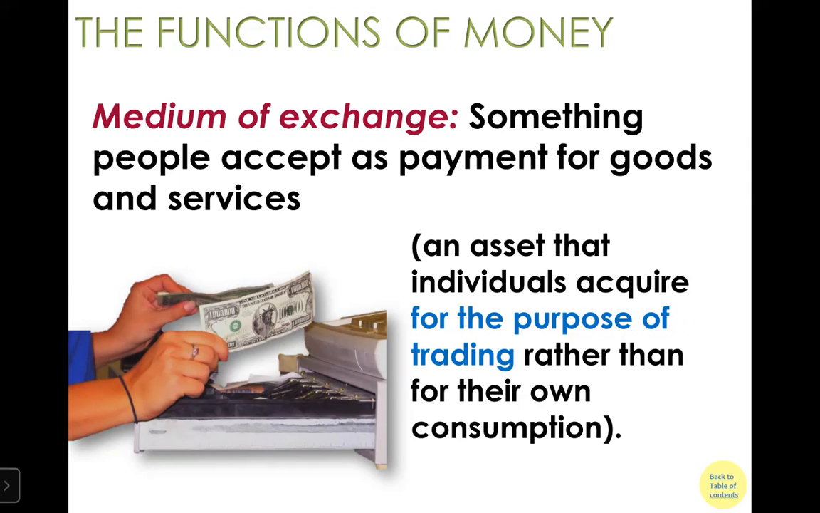It is an asset that individuals accept for the purpose of trading rather than for their own consumption. So we keep cash not for collection, but because we need cash for the purpose of trading. In reality, people may keep a certain amount of cash for collection, like antique coins, but most of the time we keep cash just for the purpose of trading.